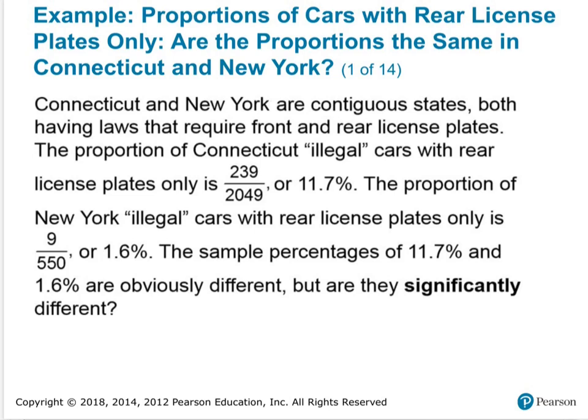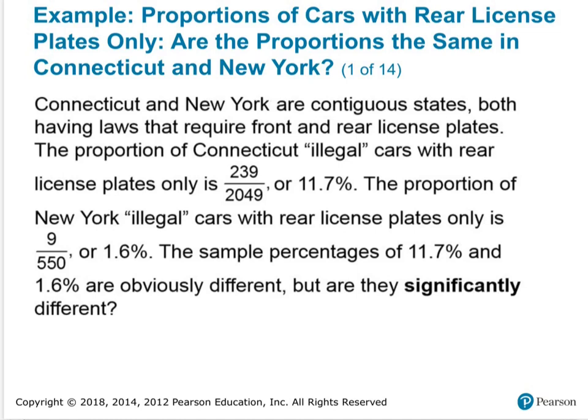Anyway, so we're going to compare Connecticut and New York. Contiguous states, they're next to each other. They both have laws like California does that require front and rear. But the proportion of Connecticut illegal cars with rear license plates only is 11%. The proportion of New York illegal cars with rear license plates only is much lower.